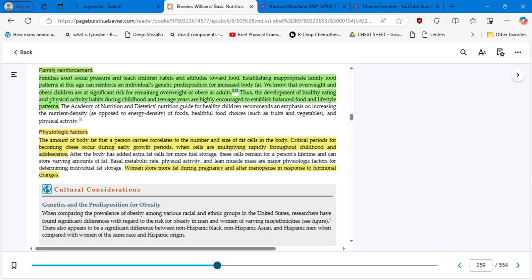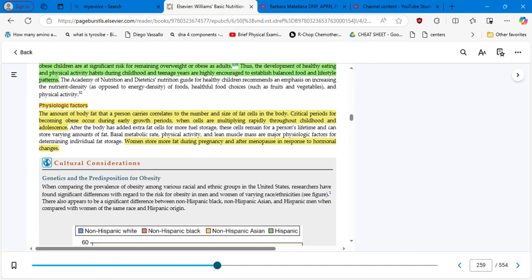We know that overweight and obese children are at significant risk for remaining overweight or obese as adults, because memory cells exist, right? From 0 to 7 years old, you are creating memory in the cells of your child. What is this child eating from 0 to 7? Okay, that is going to give you a prognosis how his adult life is going to be. Thus, the development of healthy eating and physical activity habits during childhood and teenage years are highly encouraged to establish balanced food and lifestyle patterns.